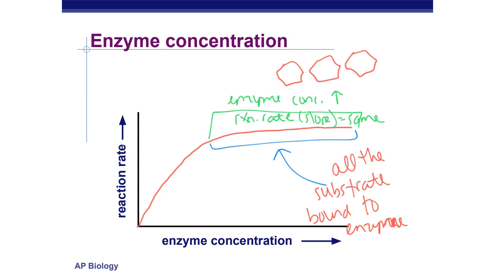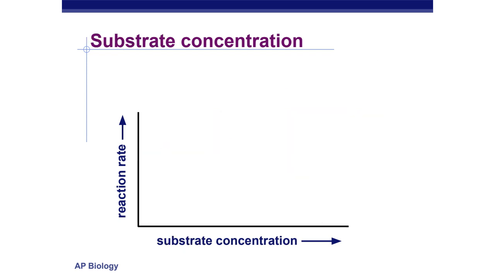But at first, over in this section of the graph, the slope of my line is steep. So my enzyme is increasing as I move from left to right, and my rate, which is slope, is also increasing. So adding more enzyme should increase my reaction rate to a point. So what if I add more substrate? If I add more substrate, now I have a set amount of enzyme.